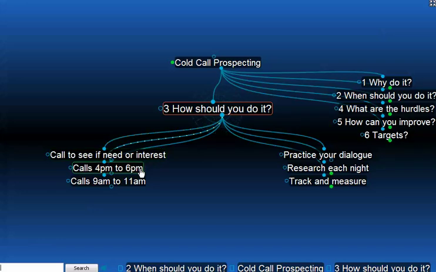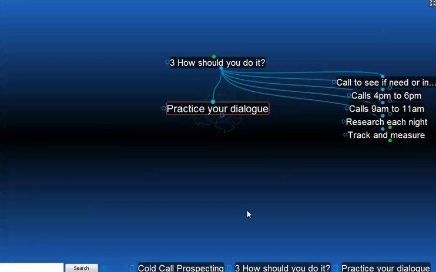As I said, the time frames are maybe 4 o'clock in the afternoon and beyond that, and certainly 9 a.m. in the morning and beyond that. What I would recommend you do as part of how you should do it is to practice your dialogue. Now, practice is something that sounds so simple, but most agents and brokers won't do it.